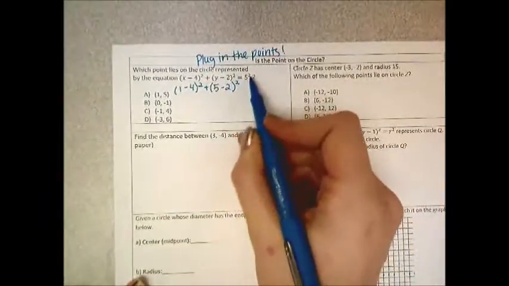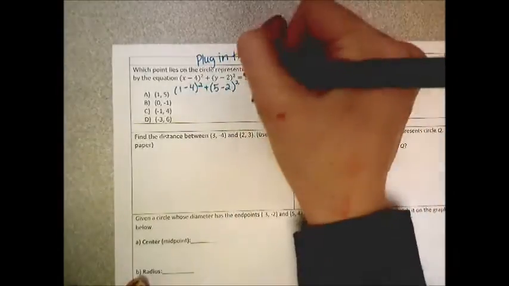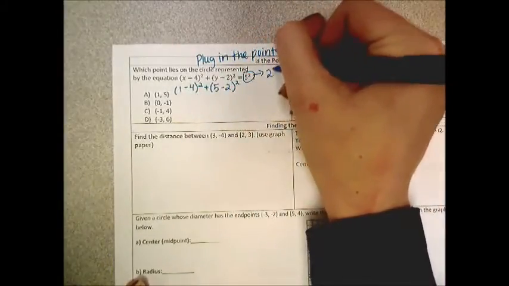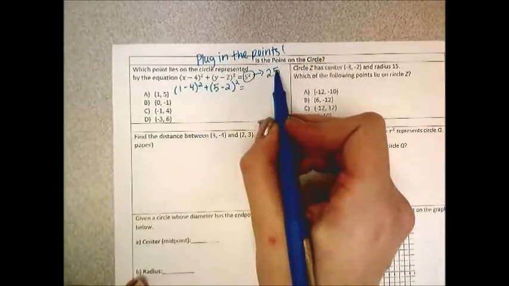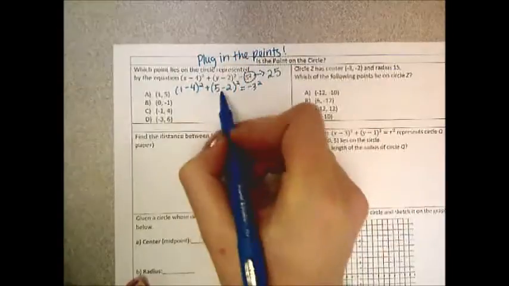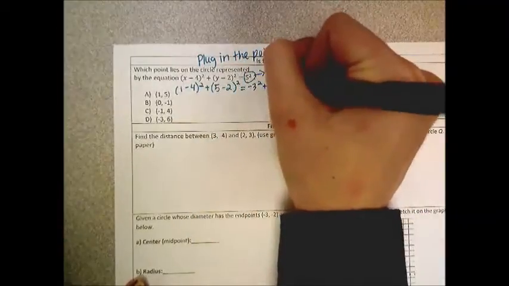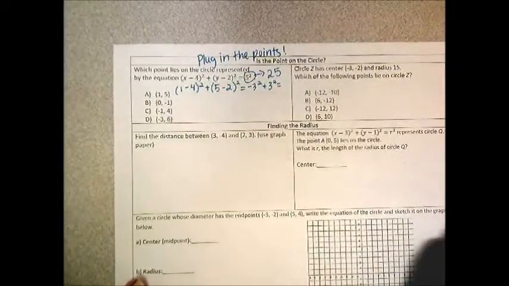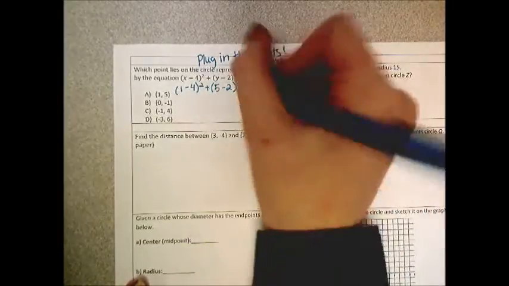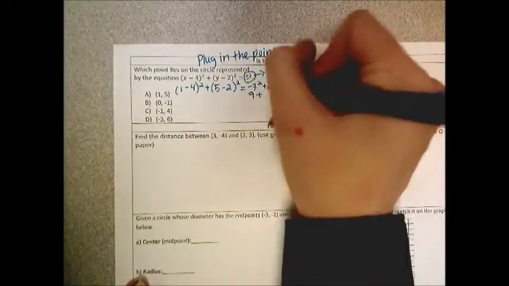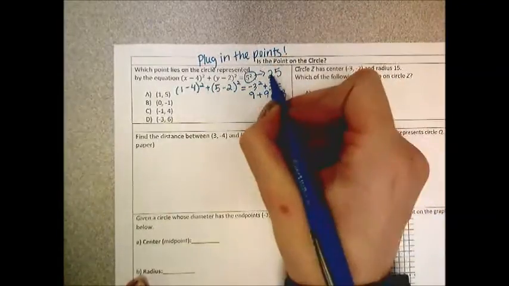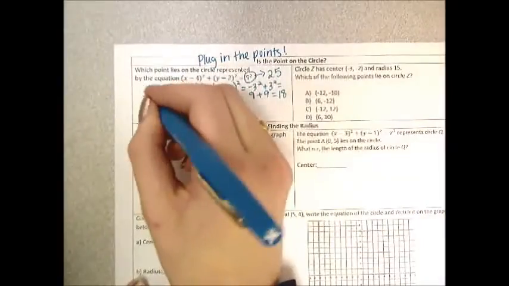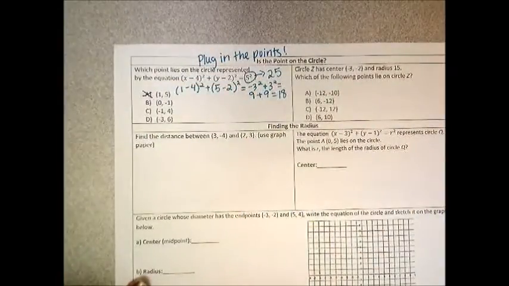I'm going to want to know if this equals 5 squared. Well, I know that 5 squared equals 25, so I'm going to keep doing the math and see if I end up with 25. So 1 minus 4 gives me negative 3 squared, and 5 minus 2 gives me 3 squared. So negative 3 squared, remember a negative squared makes it positive, and 3 squared is 9. But 9 plus 9 is 18, which is not 25, so A is not the correct answer.